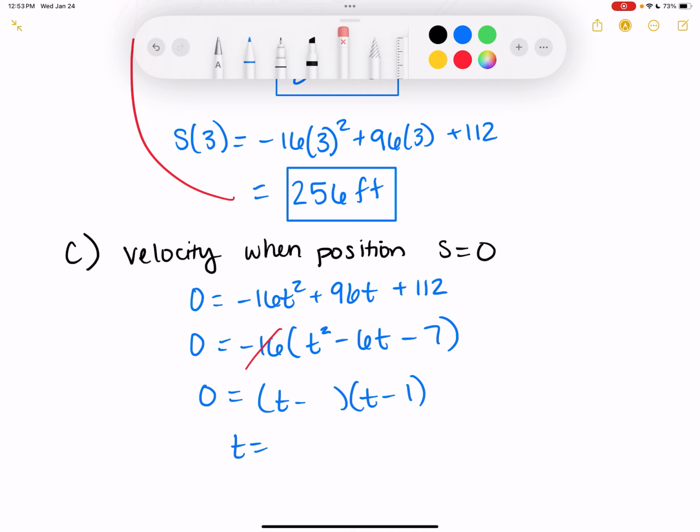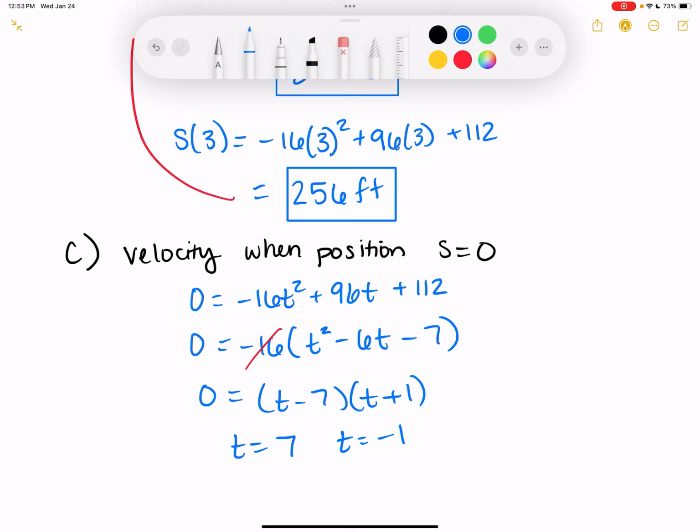Would it be negative 1 and negative 7, or negative 7 and positive 1? Negative 7 and positive 1, yes. I always do it backwards. I was looking at it and then I was like, wait a minute. So I was foiling it back and I was like, that doesn't work. So that means t is equal to 7 or t is equal to negative 1.